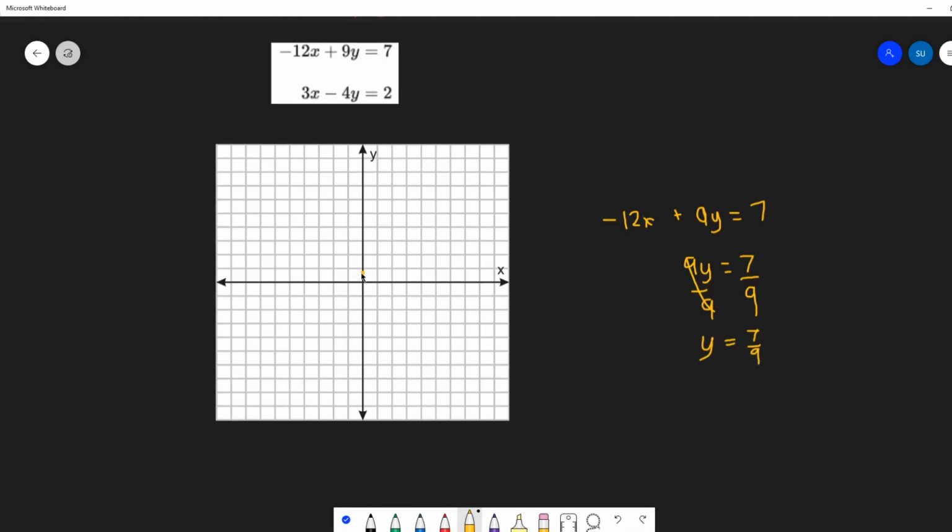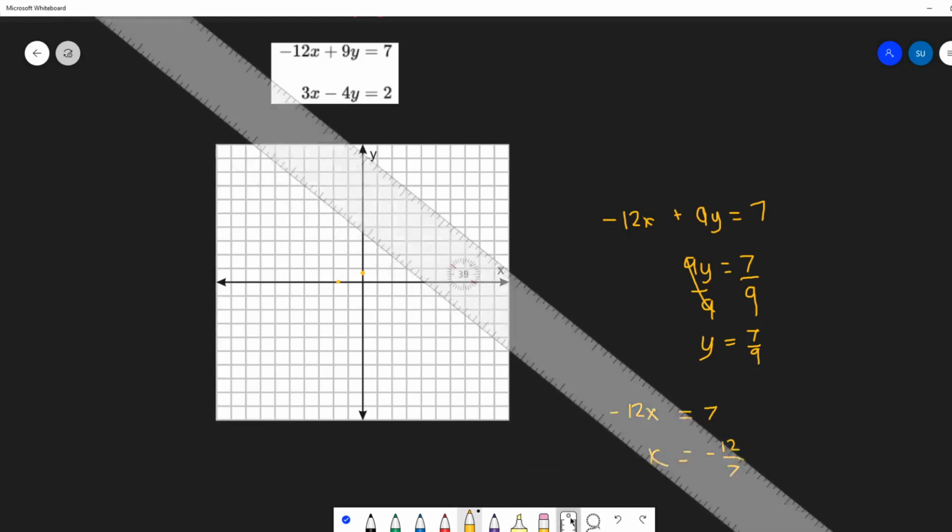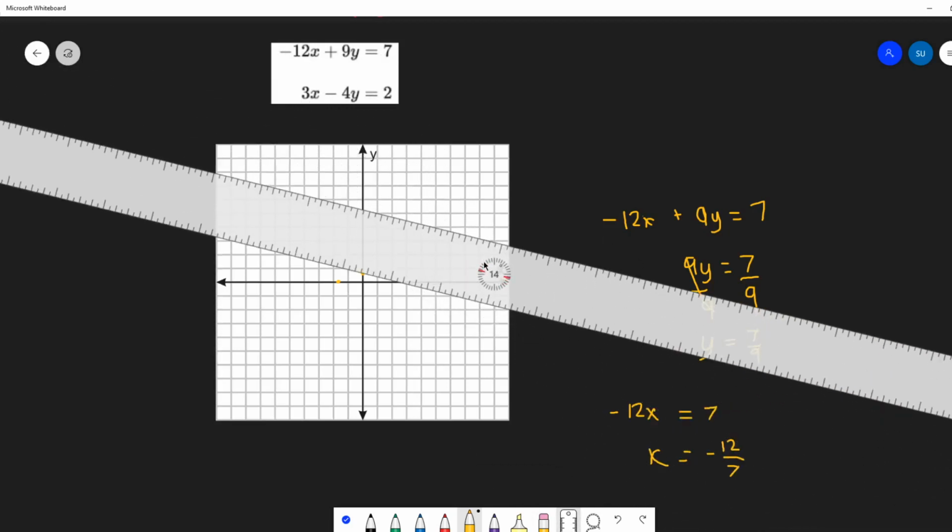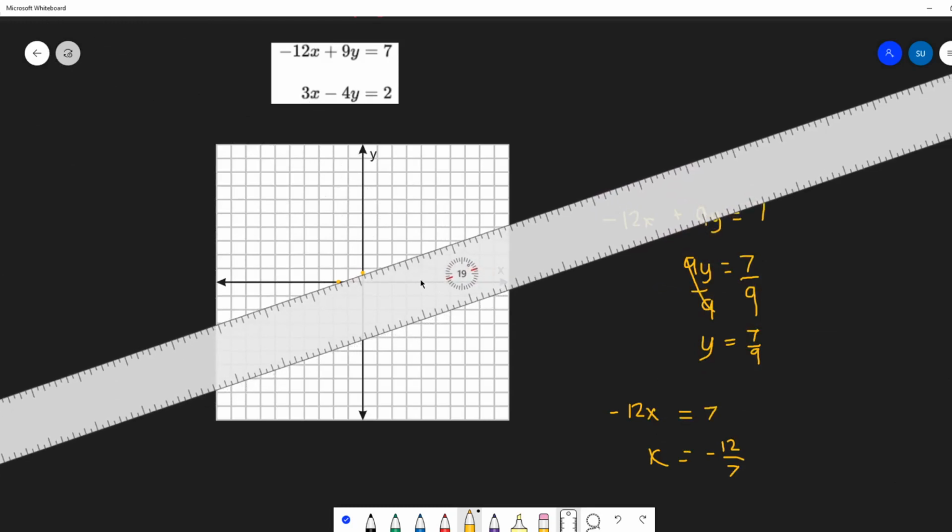So y equals 7/9 is going to be our y-intercept, and for our x-intercept, we have to set y equal to 0, so negative 12x is equal to 7. So now x equals negative 12 sevenths. That is our x-intercept, which is right about negative 1 and 5/7. So that's right about here. So our line is going to go somewhat like that.